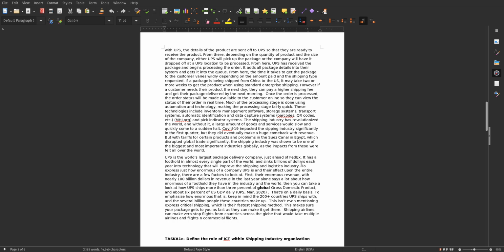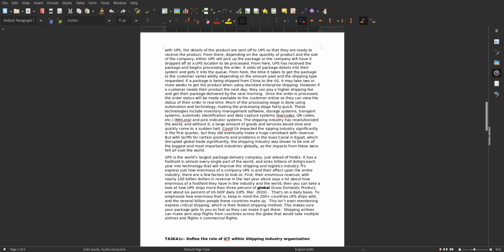Much of the processing stage is done using automation and technology, making the processing stage fairly quick. These technologies include inventory management software, storage systems, transport systems, automatic identification and data capture systems, barcodes, QR codes, etc. And that is from imagi.org. And pick indicator systems. The shipping industry has revolutionized the world, and without it, a large amount of goods and services would slow and quickly come to a sudden halt.